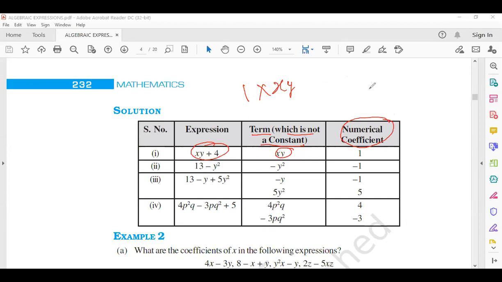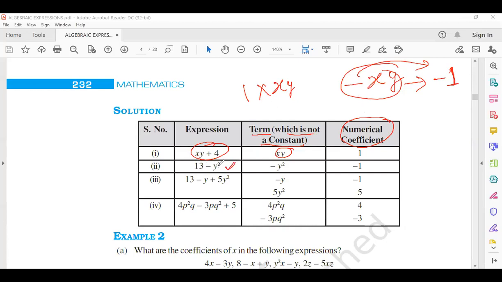Now suppose it is written as minus xy. What is the numerical coefficient? That will be what? Minus 1, bhai. Minus 1. If there is a minus sign, you have to take it with the sign. Okay, yes or no?